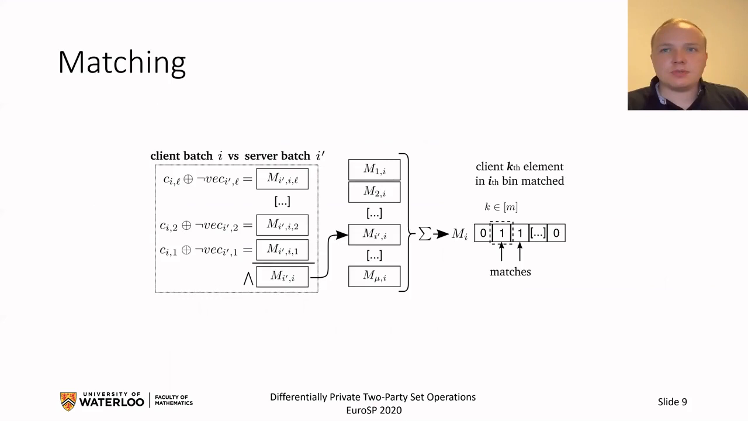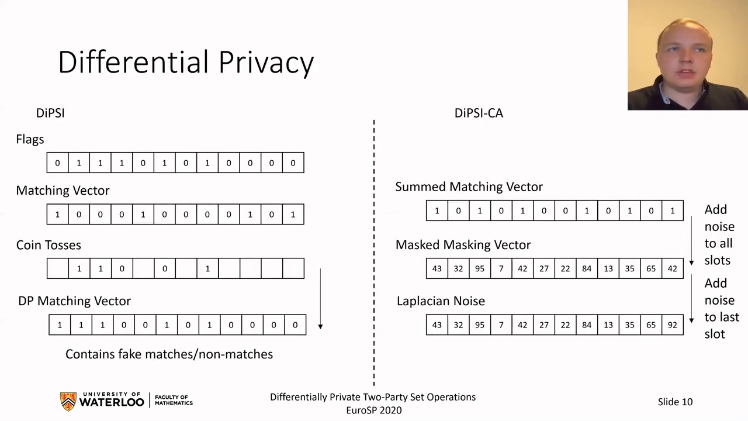Then the matching phase happens, which, as I said, is binary encoded, so it's very simple. It's just an XOR and a negation, and a large AND gate. And then we obtain, for each batch that we compare the client batch to, a matching vector that has a 1 at the kth element if the kth client element of that batch matched to any of the server elements. Now all these matching vectors we can just sum and obtain a final matching vector that is aligned with the client elements. That matching vector we can now use for both DIPSI and DIPSI-CA, so DIPSI cardinality.